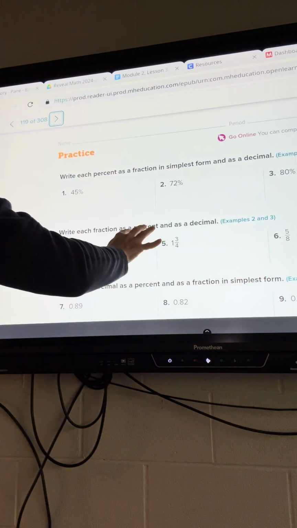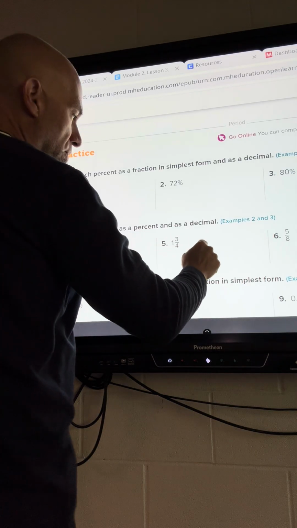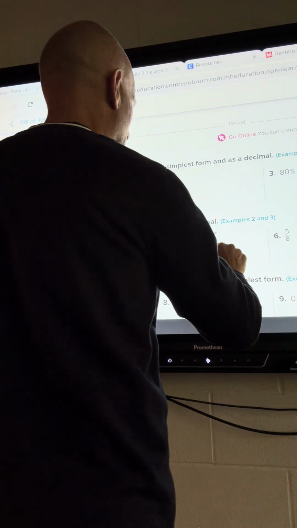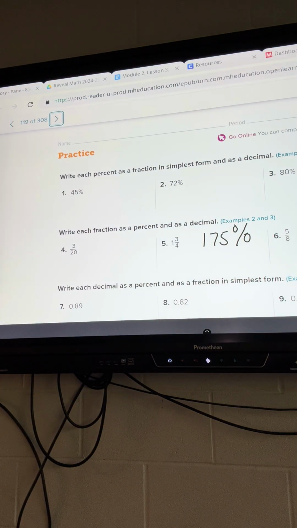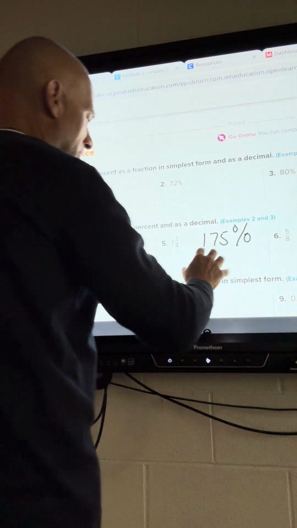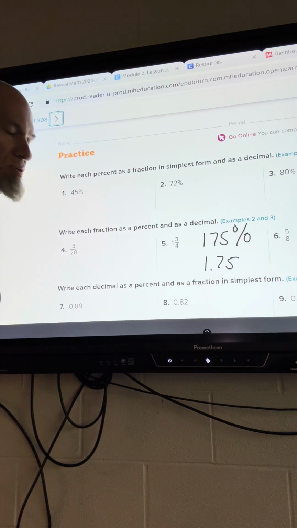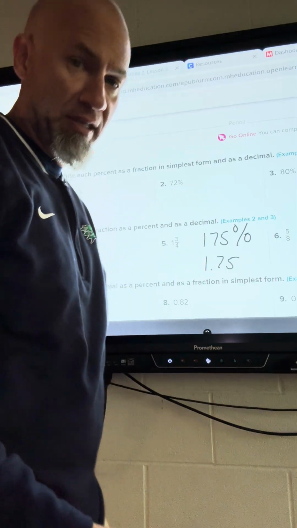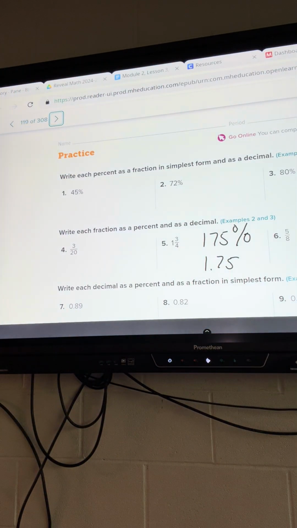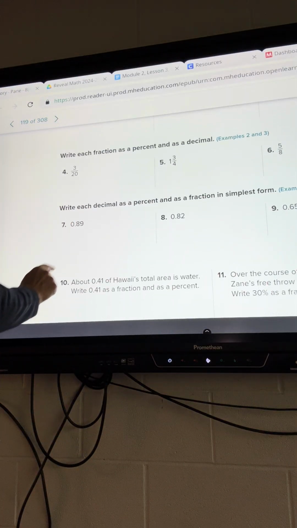In this section, you have to write each fraction as a percent and a decimal. So again, something like 1 and 3/4, that's going to be 175%. And it says write each fraction as a percent and a decimal. So that's the percent, and then the decimal is going to be just converting that fraction part to 75 hundredths. So it'll be 1 and 75 hundredths. Use that fraction decimal percent sheet that I handed out to you at the beginning of the year to help you with those.